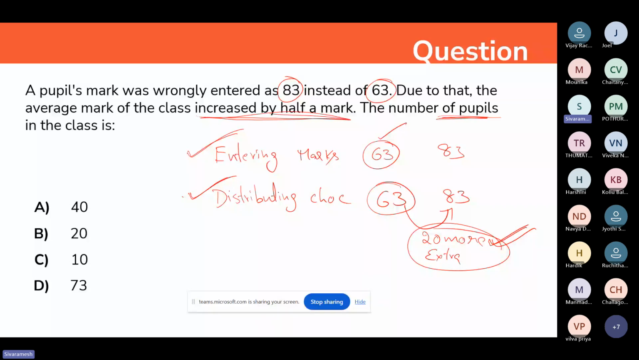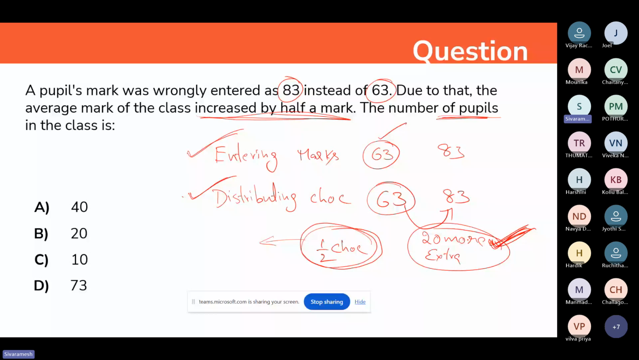For giving 20 chocolates extra to Joel, the entire class average is increased by half a mark, or half a chocolate, can I say? These 20 extra chocolates that I gave to Joel, he shouldn't eat all of them. What the chocolate method means is equal distribution. He has to distribute all 20 chocolates to the entire class. The class average is increased by half a chocolate, which means every person is getting half a chocolate extra.